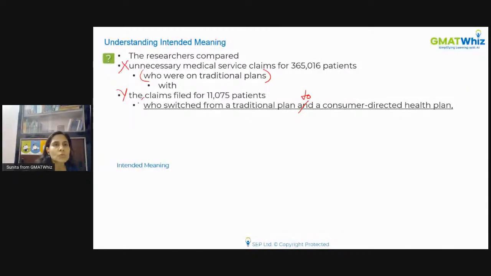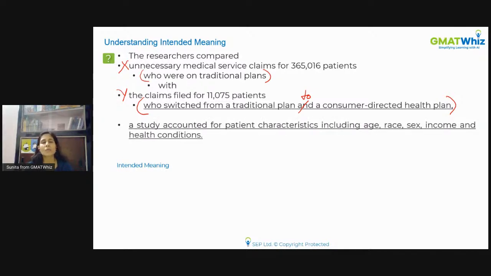So here, these two relative pronoun clauses are really modifiers. What the sentence is so far essentially saying is researchers compared X with Y. A study accounted for. Now, suddenly, after this clause from here to here, we have another clause. A study accounted. So accounted here is a verb, subject, study. And then it means you have two independent clauses separated by a comma. The construction is totally incorrect.